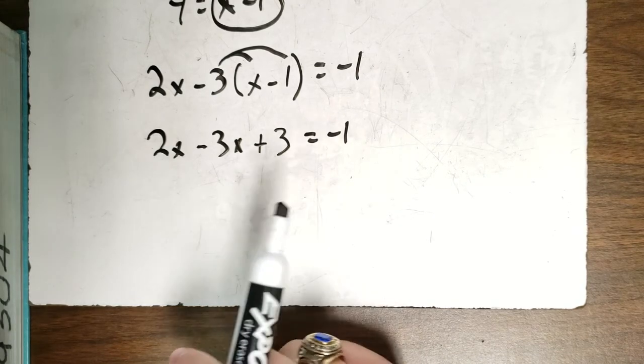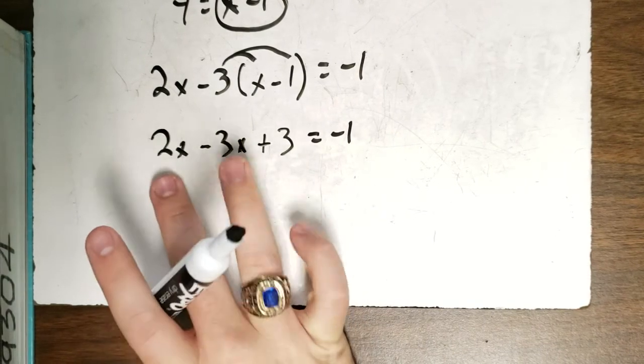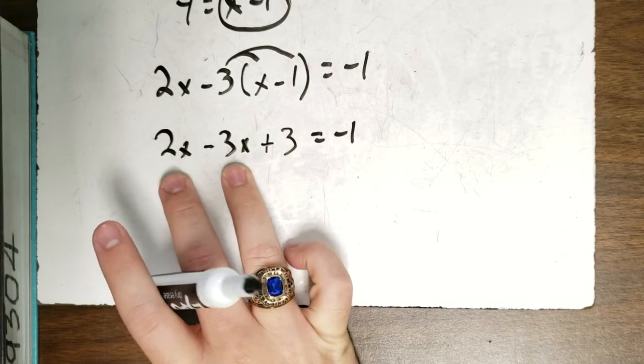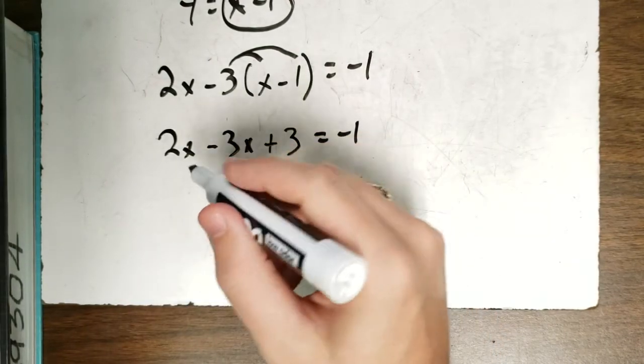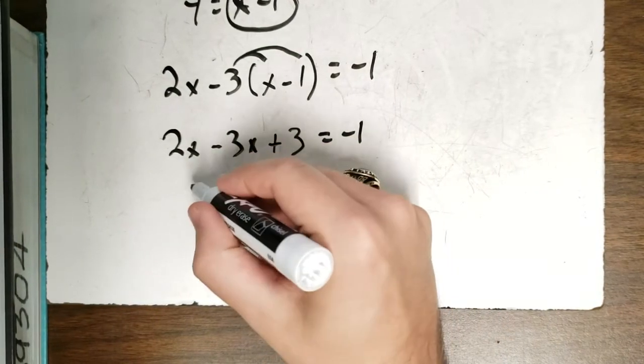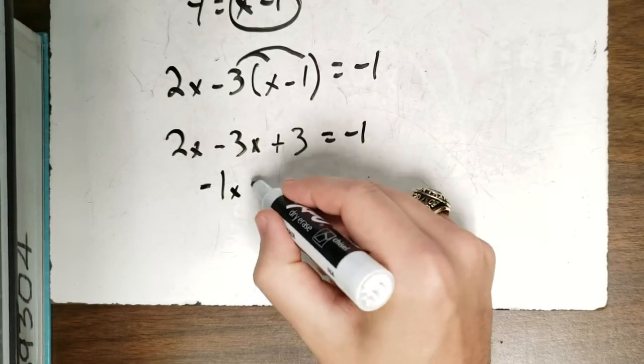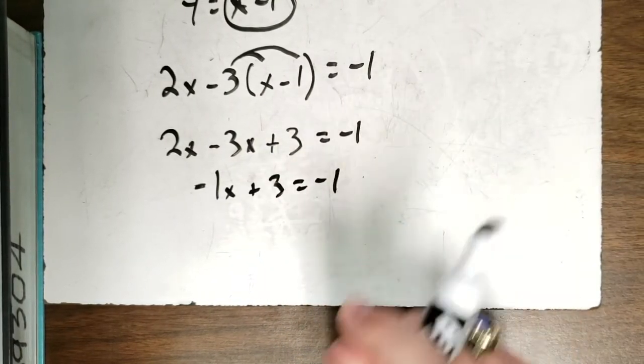Now, what do we do next? Well, we have like terms. We combine our like terms. 2x minus 3x. When we do that, 2 minus 3 is negative 1x. Bring down the rest of the problem.